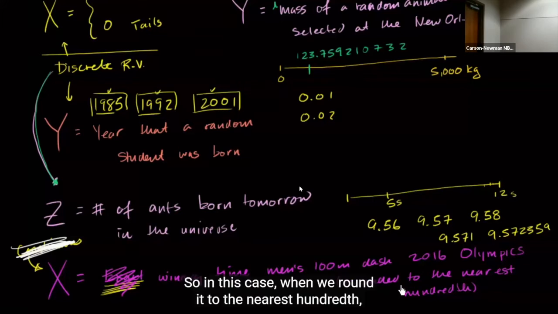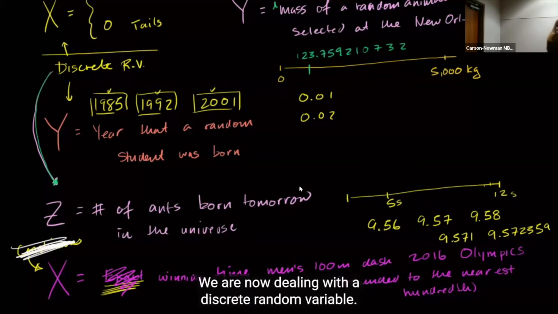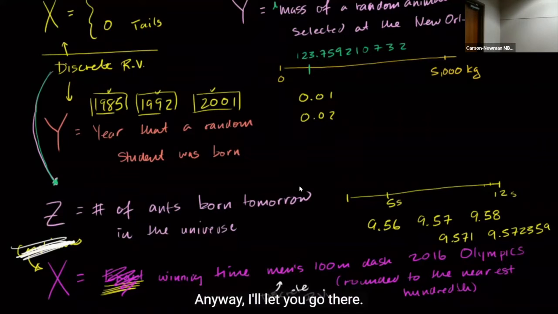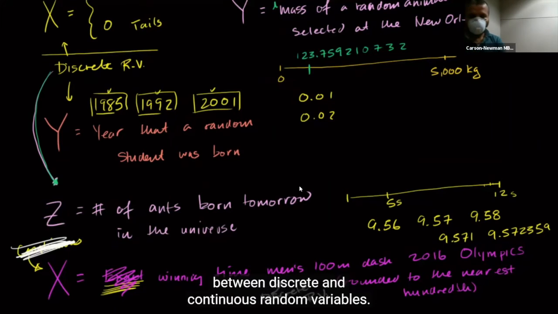So in this case, when we round it to the nearest hundredths, we can actually list the values. We are now just dealing with a discrete random variable. Discrete random variable. Anyway, I'll let you go there. Hopefully this gives you a sense of the distinction between discrete and continuous random variables.